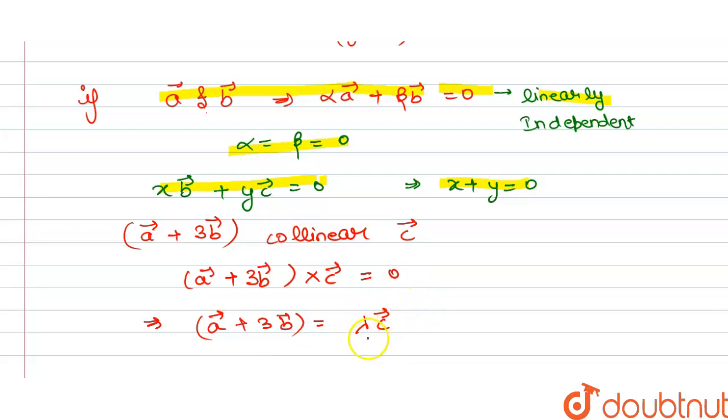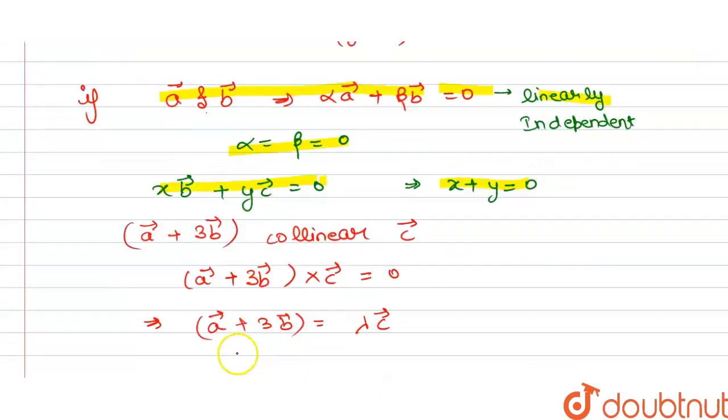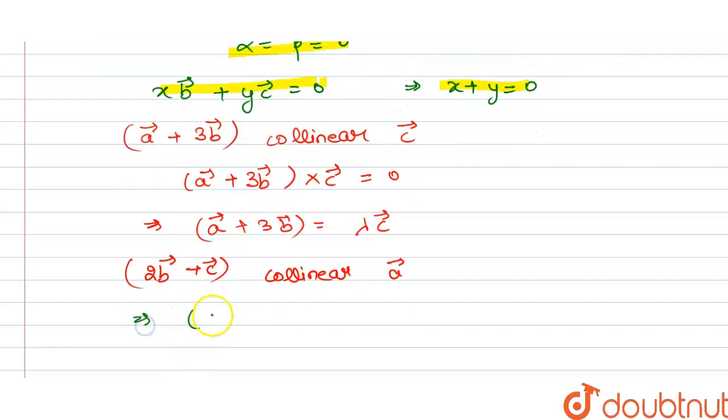We can write a plus 3b is collinear with c, and 2b plus c is collinear with a, so we can write 2b plus c is equal to mu a. Let us suppose this is our equation 1 and this is our equation 2.